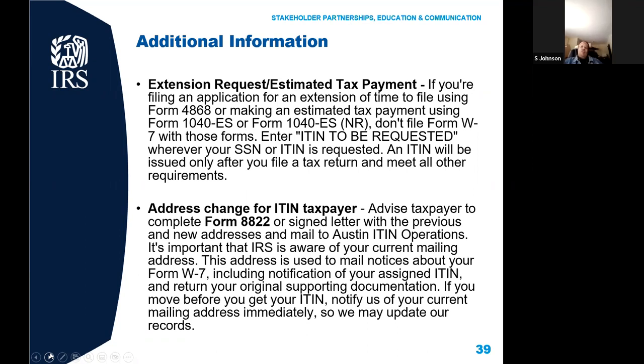If you have an address change for your ITIN taxpayer, we advise you to complete the Form 8822 or sign a letter with the previous and the new addresses and mail it to the Austin Service Center. It's important that the IRS is aware of your mailing addresses, because if we're trying to send information, we want to send it to the correct applicant. We understand people change their addresses. We want to make sure that we have the most accurate information for the person, okay?